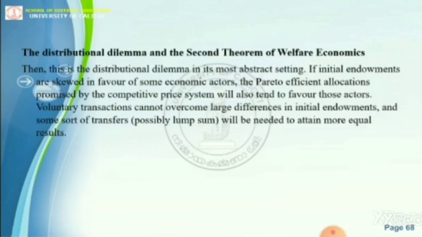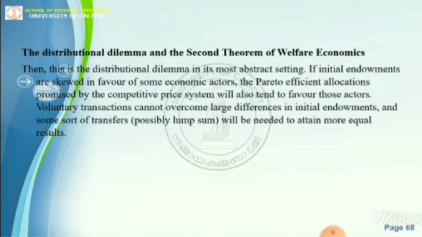സോ ദ ഡിസ്ട്രിബ്യൂഷണൽ ഡിലേമ ആൻഡ് ദ സെക്കൻഡ് തിയറം ഓഫ് വെൽഫെയർ ഇക്കണോമിക്സ്. സെക്കൻഡ് തിയറം ഓഫ് വെൽഫെയർ എക്കണോമിക്സിൽ ഡിസ്ട്രിബ്യൂഷണൽ ഡിലേമ അപ്പോൾ എന്താ വരുന്നത്? ദെൻ ദിസ് ഈസ് ദ ഡിസ്ട്രിബ്യൂഷണൽ ഡിലേമ. കണ്ടോ അവിടെ ഒരു ഇതുണ്ട്. Then this is the distributional dilemma in its most abstract setting.